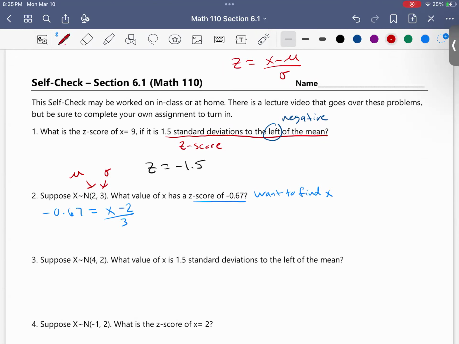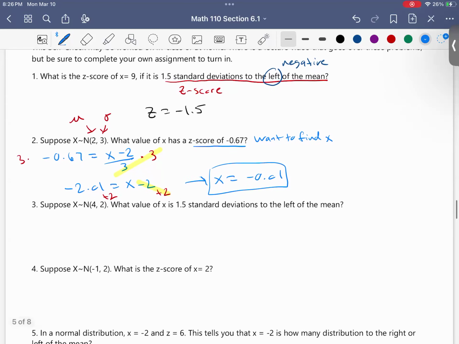Okay, so we want to get x by itself. So we want to multiply both sides by 3. What we end up with is negative 2.01 equals x minus 2. Then we're going to add 2 to both sides. Cancels out that 2. And so x is going to equal negative 0.01. And that's our x value that has a z-score of negative 0.67.